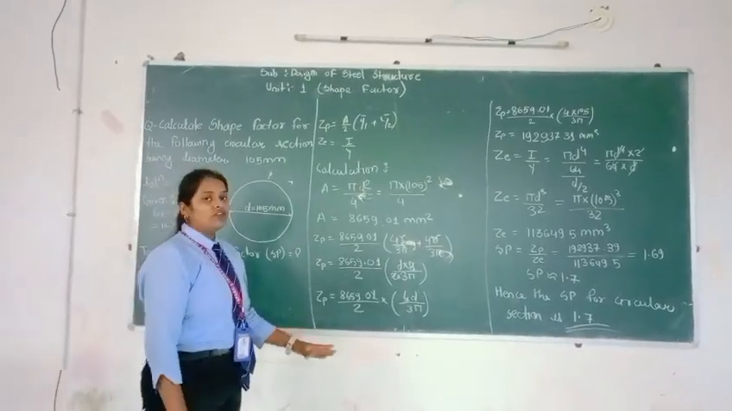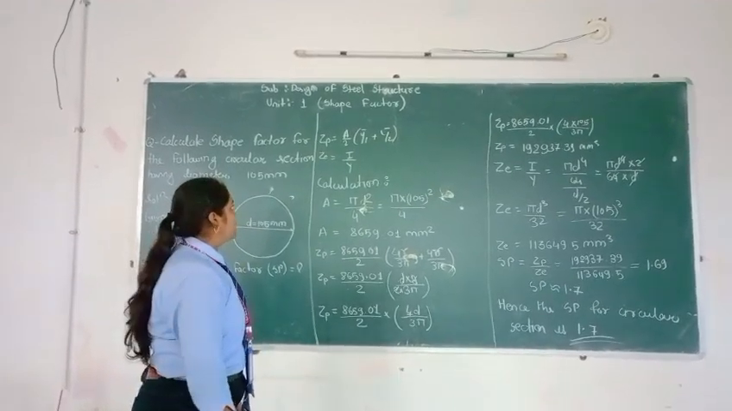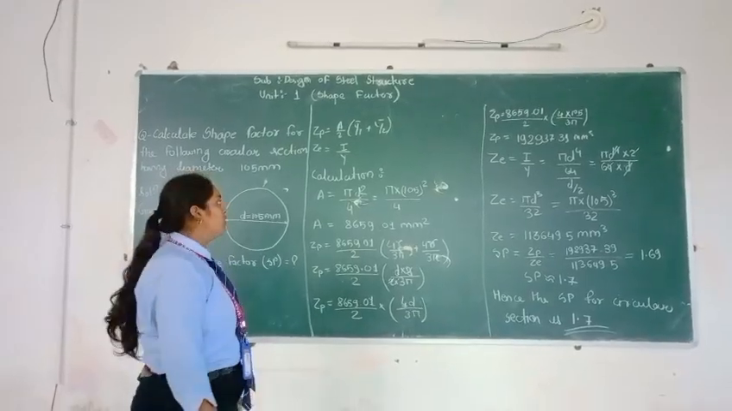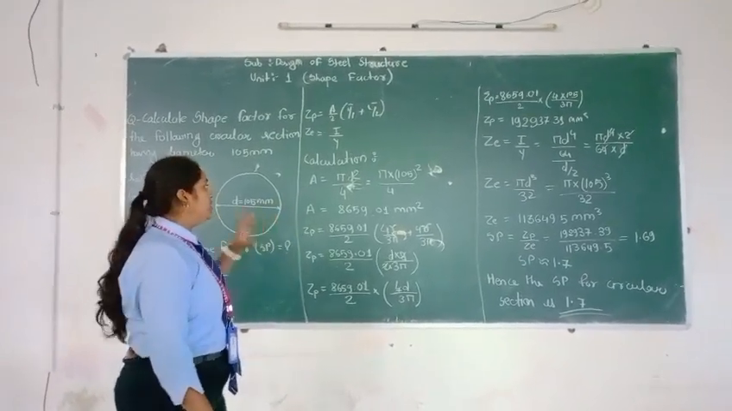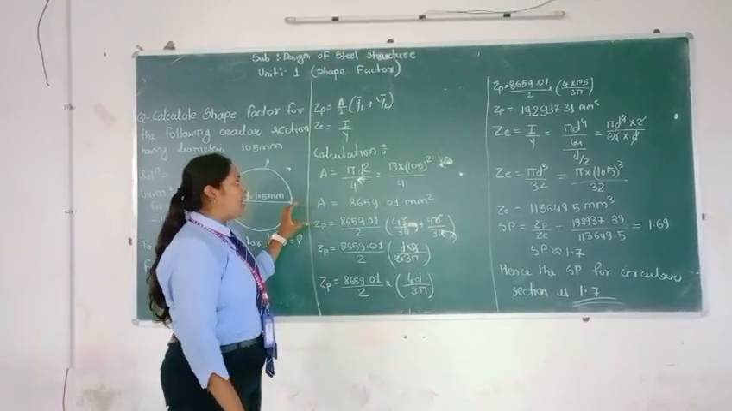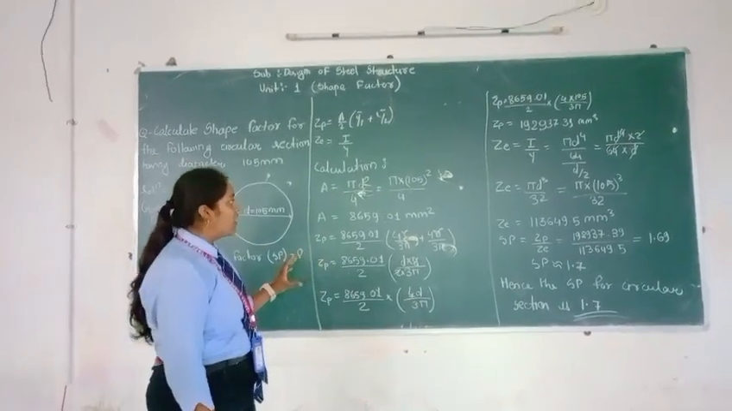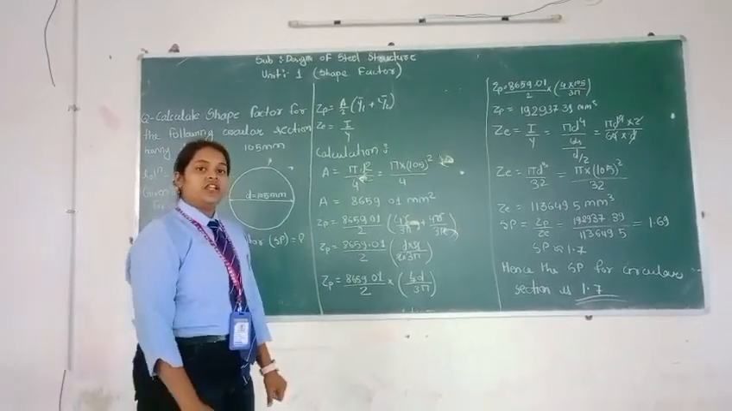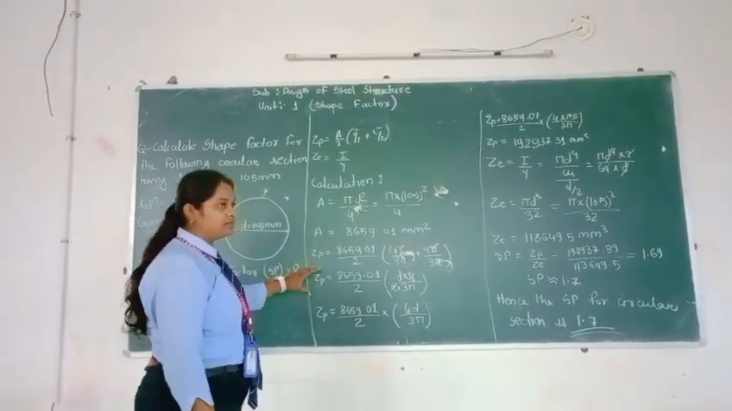Then the formula for Zp is equal to A by 2 in bracket y1 bar plus y2 bar. Then Ze is equal to I by y, that is moment of inertia upon y. Then calculation, first of all, calculation of area. The area of circular section is pi d square upon 4. After putting the value of diameter in the formula of the area, we get the value of area is 8659.01 mm2.